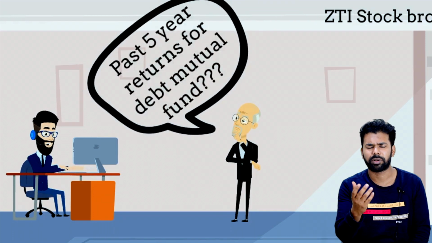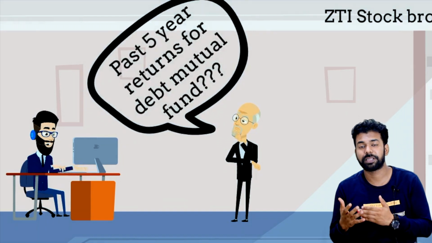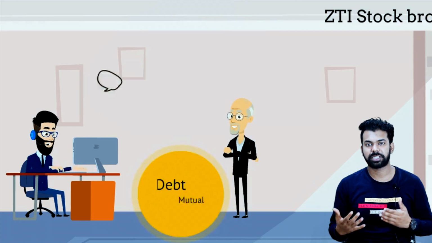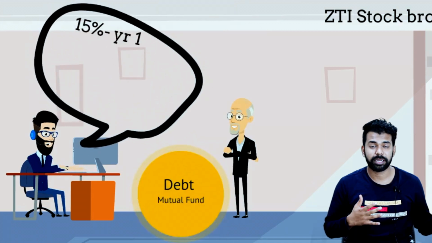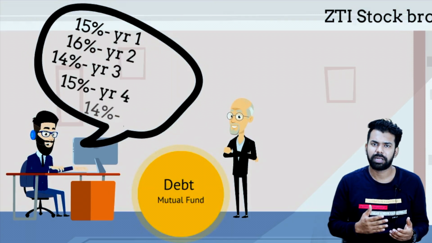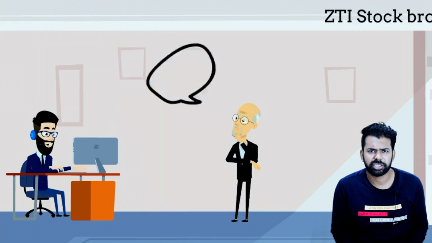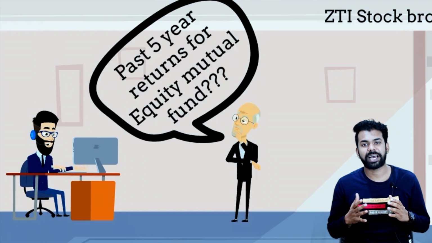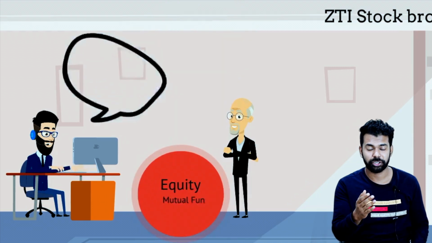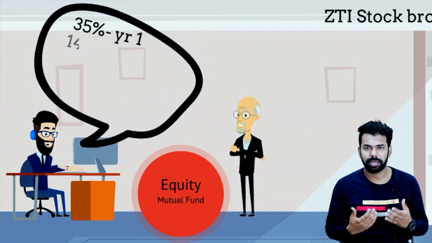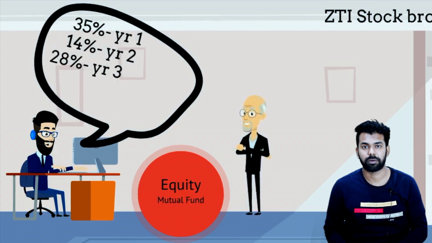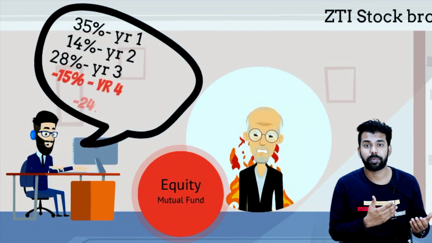And then he asked the broker to tell him the returns of the past 5 years for the debt mutual fund. The broker said 15% in year 1, 16% in year 2, then 14%, then 15%, then 14% again for the next 3 years. Then Mr. Rajesh asked, can you tell me the last 5 years return for equity? The broker said 35% in year 1, 14% in year 2, 28% in year 3, minus 15% in year 4. Oh, minus 24% in year 5.